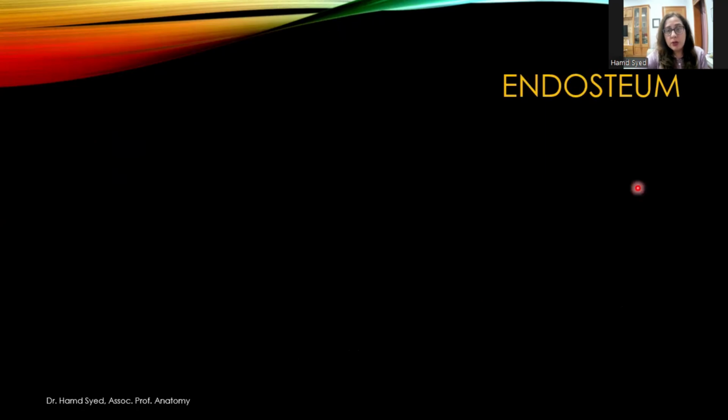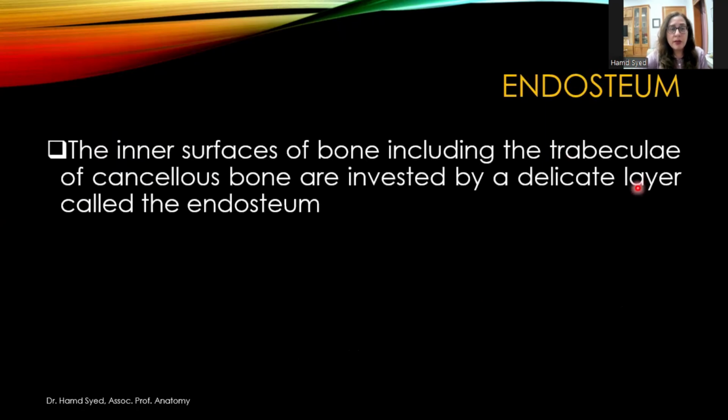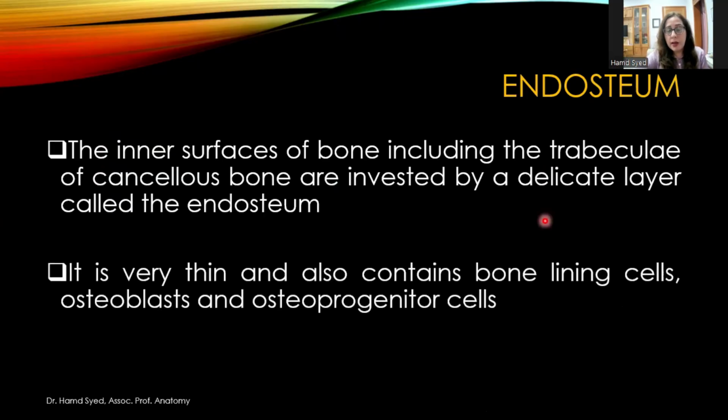And then what about the endosteum? The endosteum is present at the inner surface of bone, including the trabeculae of cancellous bone, and it is a delicate layer, very thin, and also contains bone lining cells, osteoblasts, and osteoprogenitor cells.